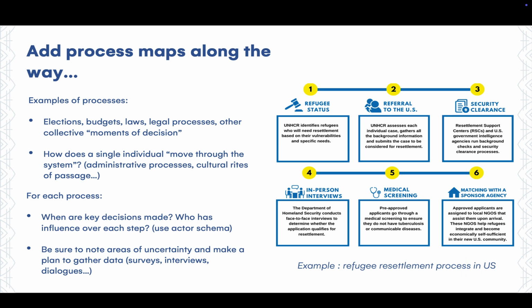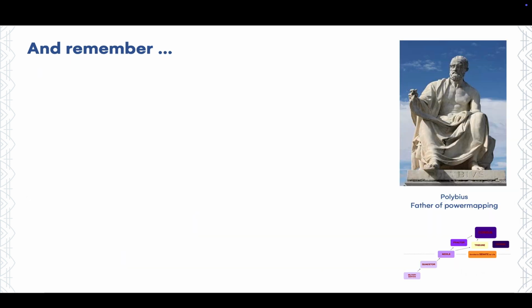And then you want to note areas of uncertainty where you don't have data. That's really important, and to be upfront about. Here's what we know, here's what we don't know. And then make a plan. Say, okay, how could we do a survey or do interviews or in other ways try to gather data and fill those gaps.